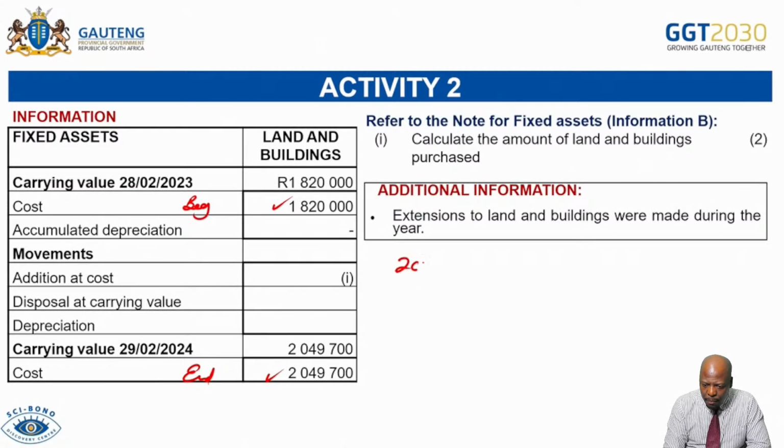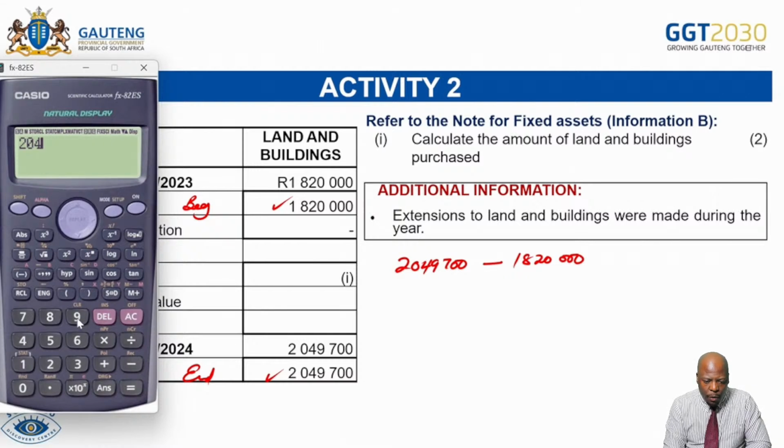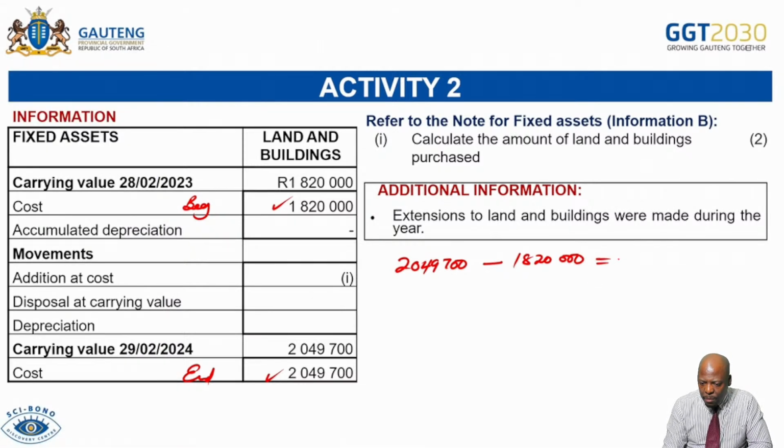So I'm going to say my 2,049,700, I subtract my 1,820,000, like that. All right. So let's bring you back into the corner again. That is my 2,049,700 minus my 1,820,000. That is going to give me 229,700. Okay, that becomes the answer for number 1. Additions, 229,700.